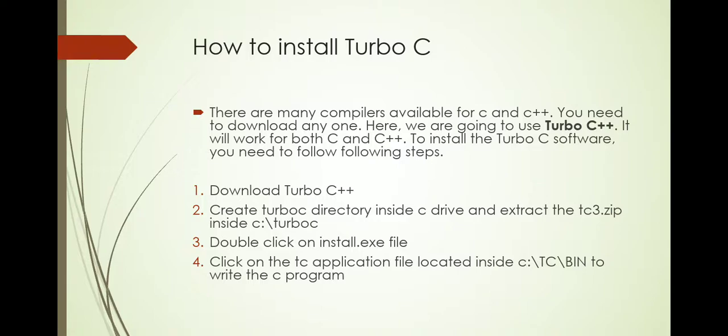To install the Turbo C software, you need to follow some steps. First, open the Google browser. Type there "download Turbo C++". Now second, click on the download option. Next, create a Turbo C directory inside C drive and extract the TC zip file inside C:\Turbo C. Now double click on the install.exe file. After double clicking on it, it starts to install. Now click on the TC application, which is located inside C:\TC\bin, to write the C program.